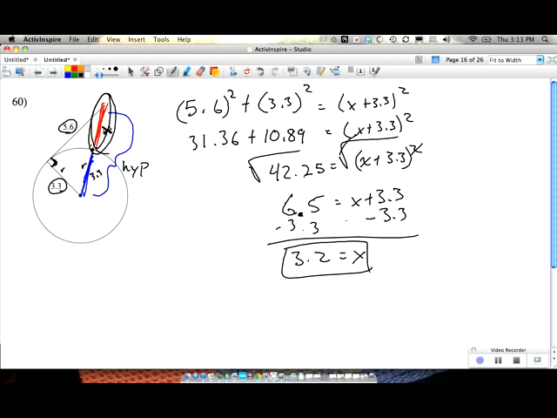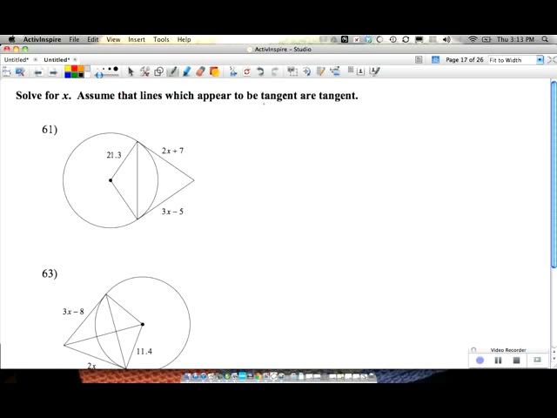All right, we got some easy ones now. Lines that look like they're tangent are tangent. And the cool thing about tangent lines, they're equal. It's that easy. So tangent lines, if they come to a common point, like this one on the outside, then they're equal. So 2x plus 7 equals 3x minus 5. Then we subtract 2x from both sides, add 5 to both sides, x equals 12. Done. Move on.